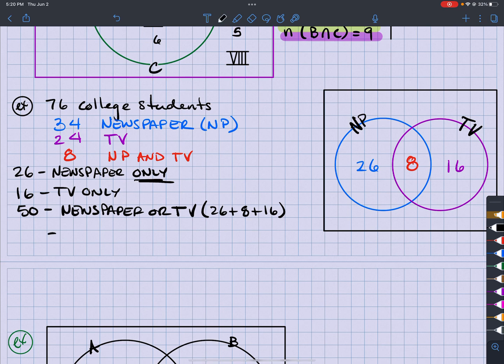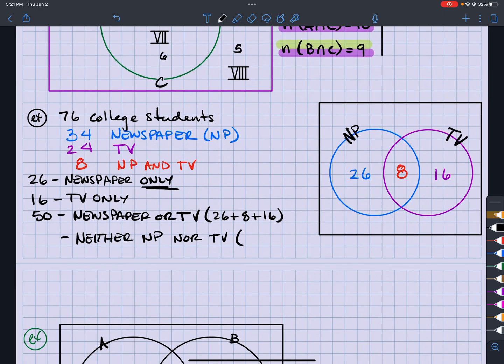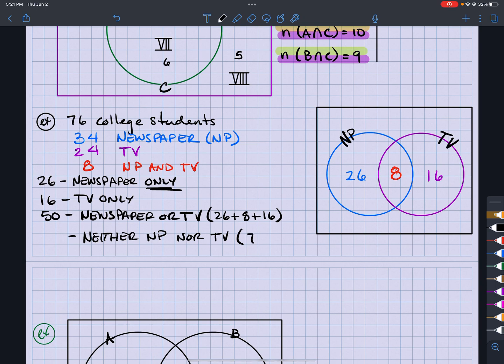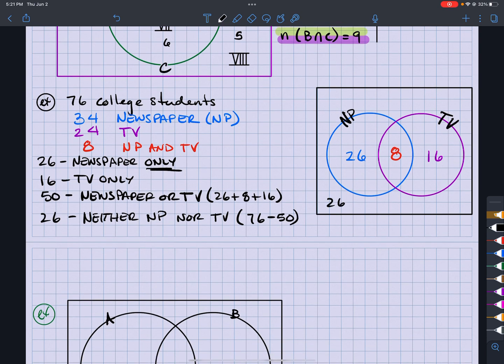So again, how many people do neither the newspaper nor TV? Well, you would take the number of students that was surveyed minus what was inside. So that's going to be 26. So 26 would be out here. All right.